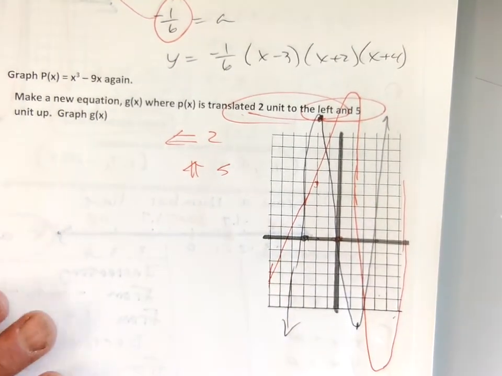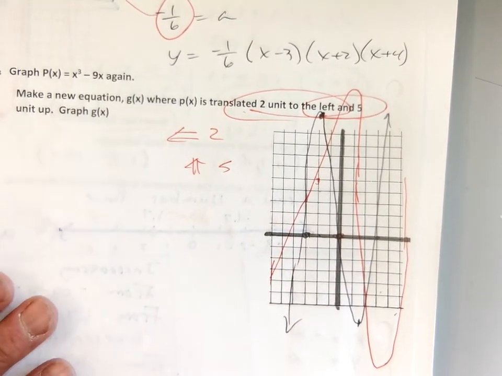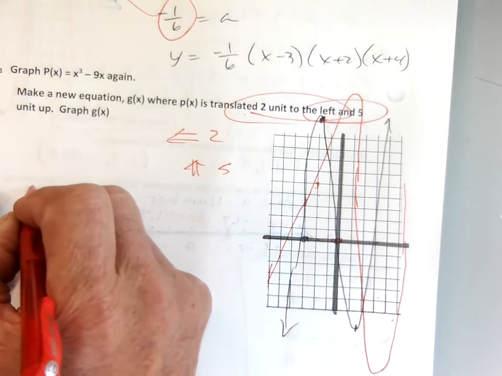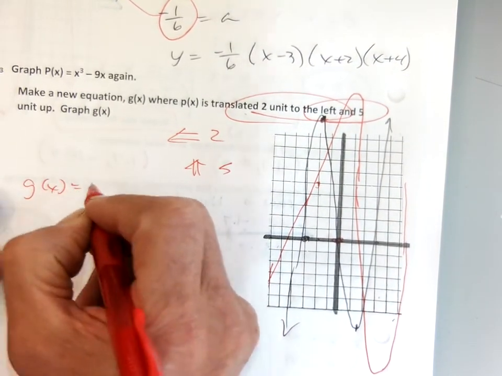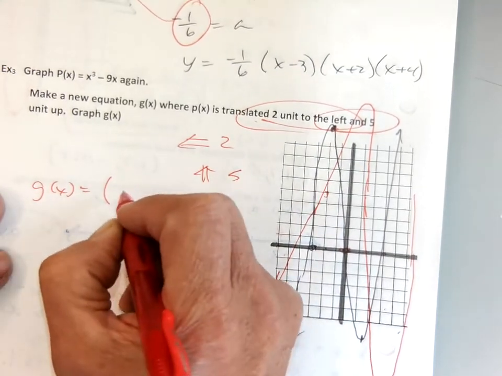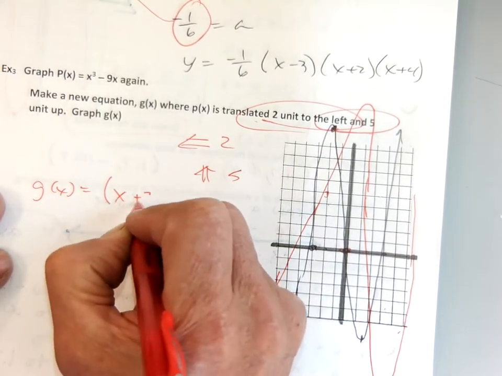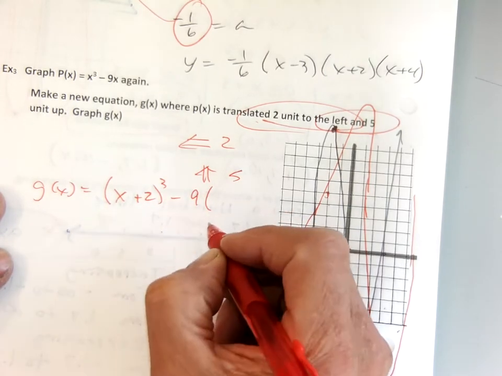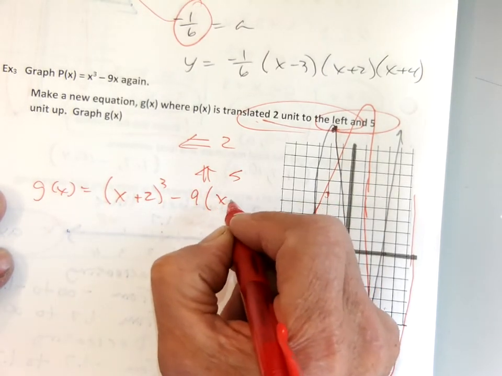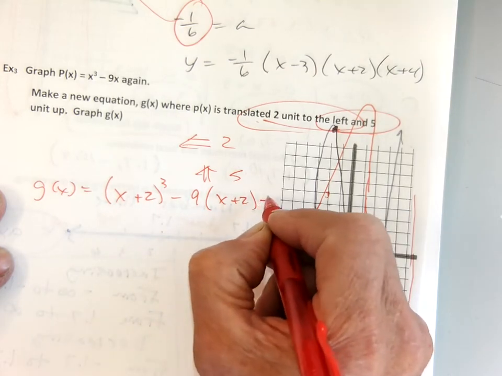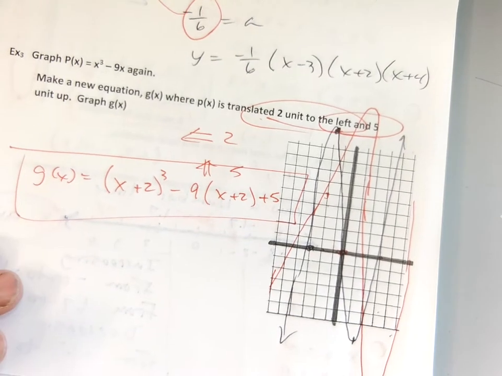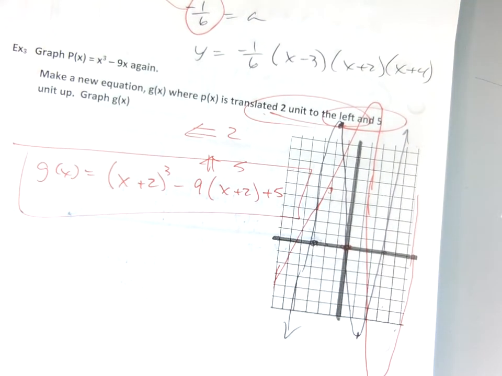Now, if I had the equation, it'd be a lot easier to graph on decimals. You agree with that? So the equation is going to be g of x equals (x plus 2) cubed minus 9 times (x plus 2) plus 5. Now, what the heck did I do? I'm going to show you, because you know this.